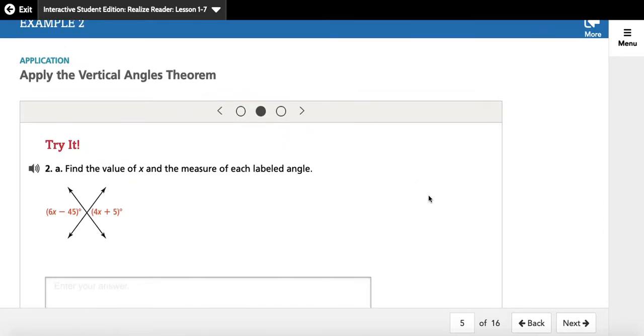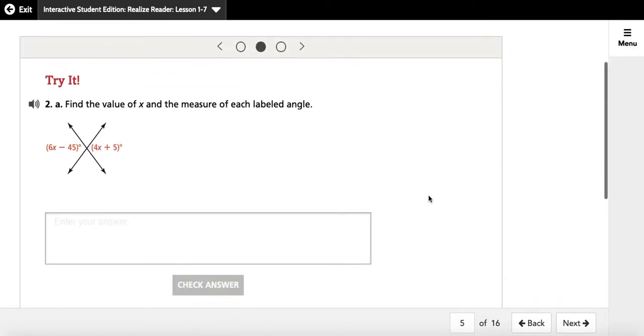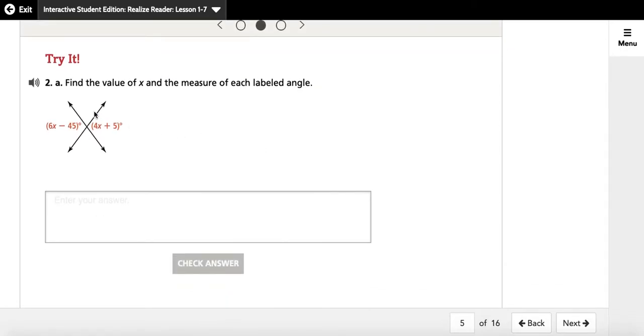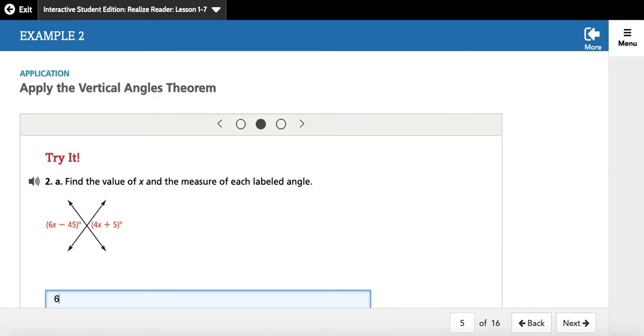Find the value of x and measure each labeled angle. Okay, we have two lines crossing, therefore we have vertical angles. We have this one, which is labeled as 6x minus 45. And we have this one, which is labeled as 4x plus 5. Those two expressions must equal each other. Because they're vertical angles, 6x minus 45 must equal 4x plus 5. Then we're going to solve that.